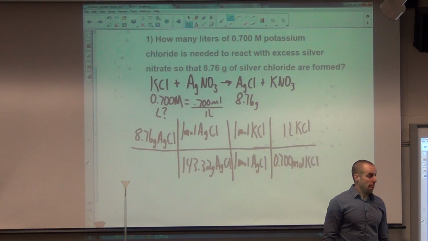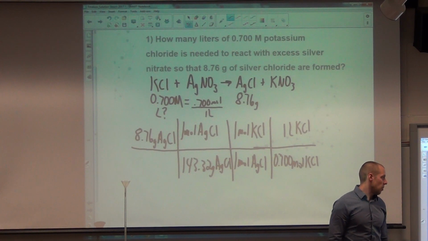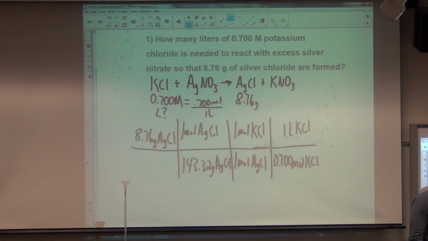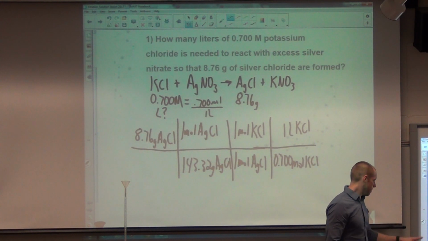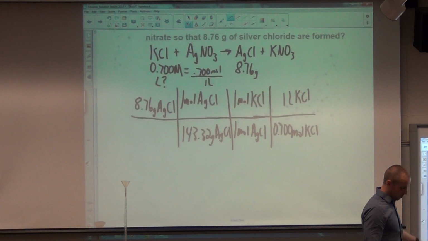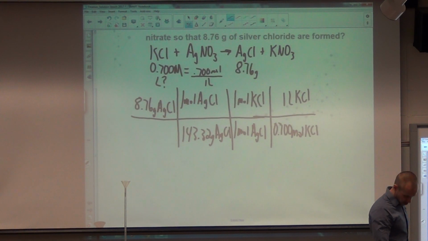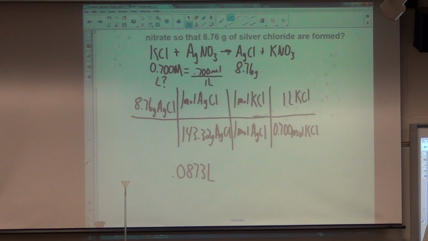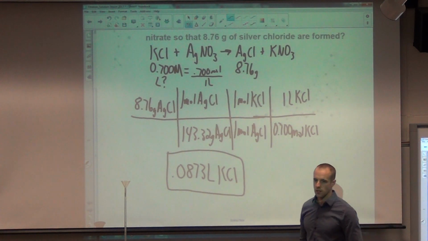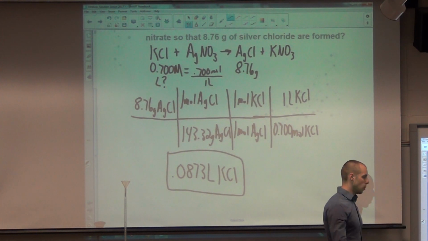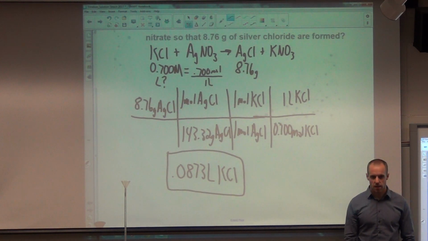Alright. So, we're going to plug it in our calculator then, 8.76 divided by 143.3 and divided by 0.7. And that would give us 0.0873 liters. Okay, it seems like a really small number, but if we think about that, we multiply that by 1,000, it's like 87.3 milliliters. Okay, so that's a comparable amount to something that you would be using in our lab. So it's not really that small.